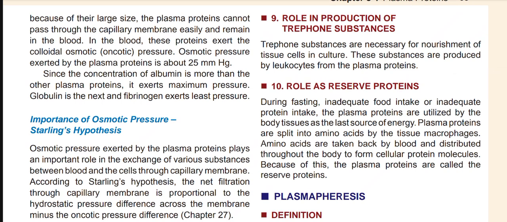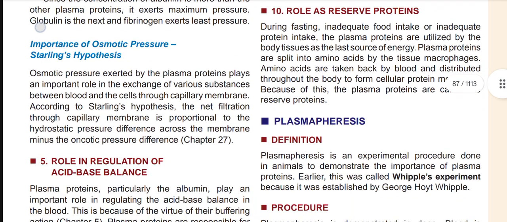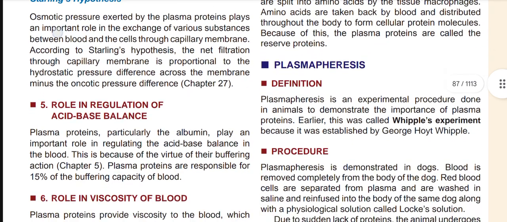When a person is in fasting condition and is taking inadequate food and inadequate protein substances, then the plasma proteins are utilized by the body tissues as the last source of energy. Then the plasma proteins are split into amino acids by the tissue macrophages, and amino acids are taken up by the blood and distributed throughout the body to form cellular protein molecules. Because of this, plasma proteins are called reserve proteins. Now, plasmapheresis. What is plasmapheresis?